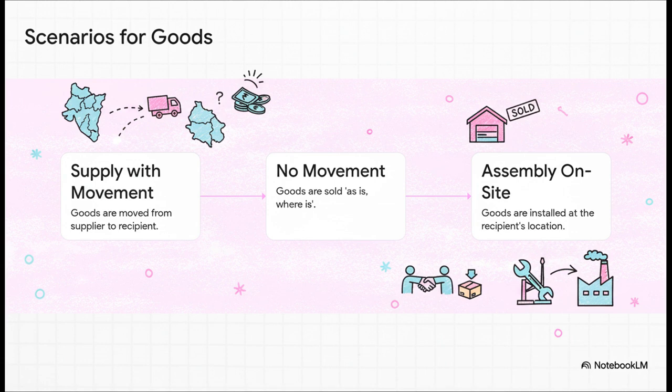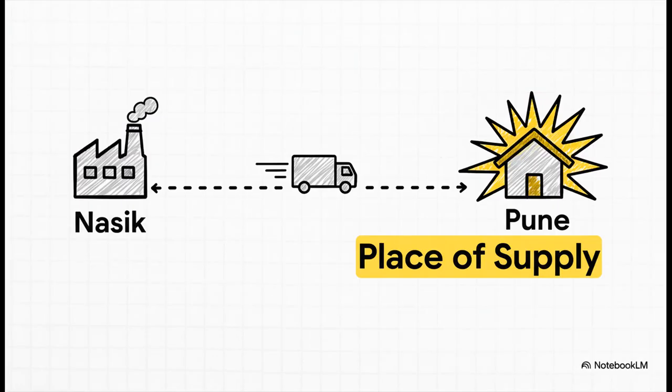First, when the goods physically move from the seller to the buyer. Second, when a sale happens, but the goods don't move at all. And third, when goods are delivered and then have to be assembled at the customer's location. Let's take a look at the most common one, supplies that involve movement. Here, the rule is super simple. The place of supply is just where that movement ends for delivery.